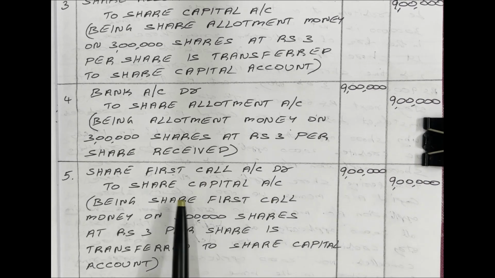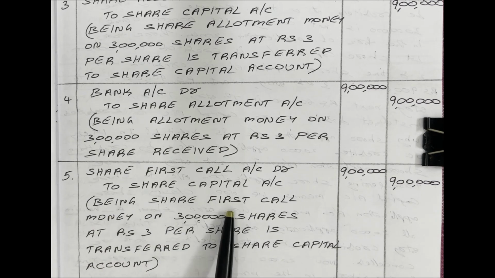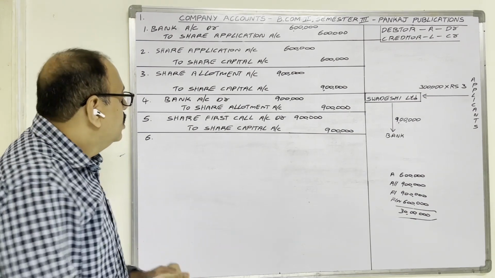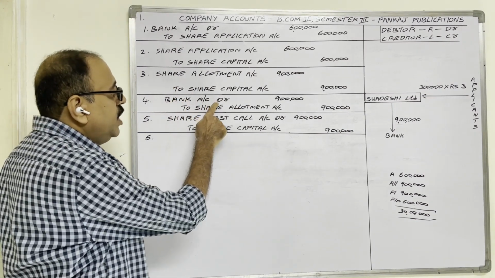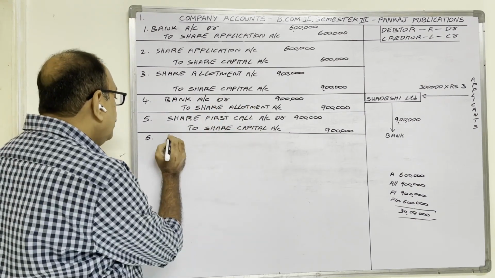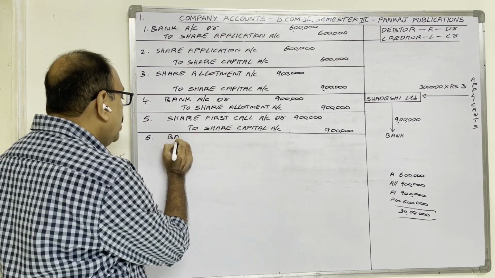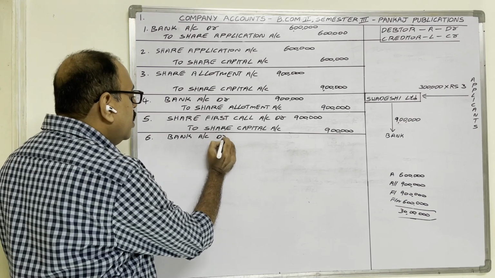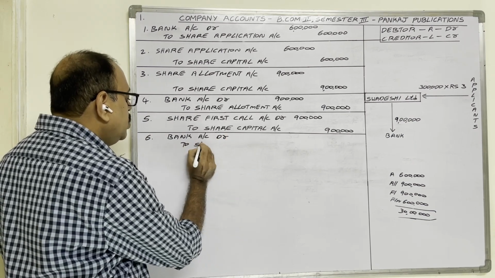That amount we are transferring to share capital now. Mention that in the narration. Being share first call money on 3 lakh shares at 3 rupees per share is transferred to share capital account. Sixth entry is for receiving the amount. For receiving allotment money, entries bank account to share allotment account. Similarly, for receiving first call amount, entry is bank account debtor to share first call account.